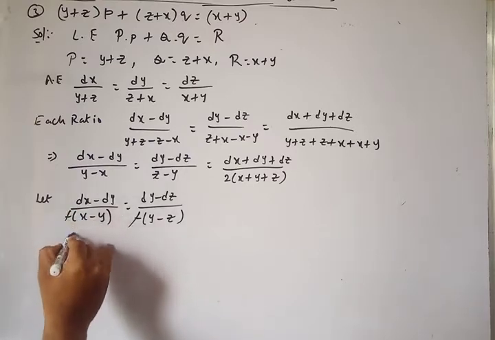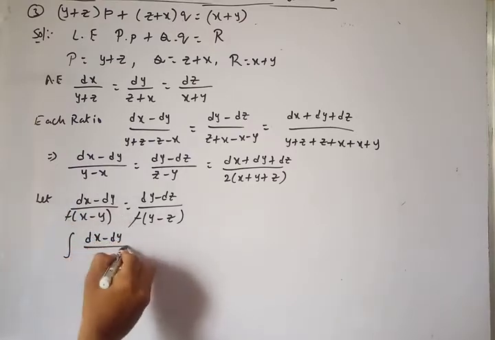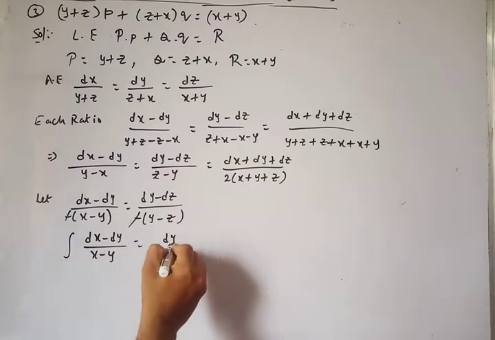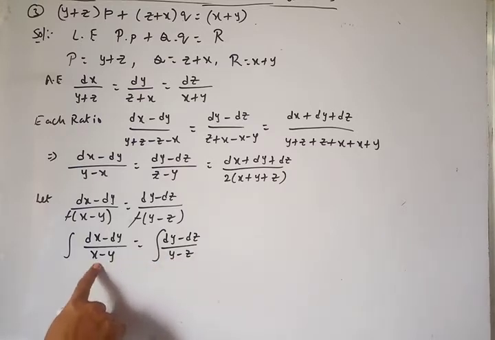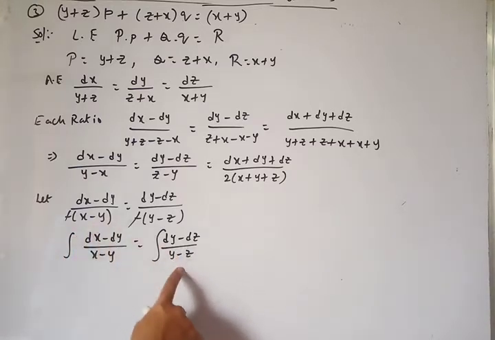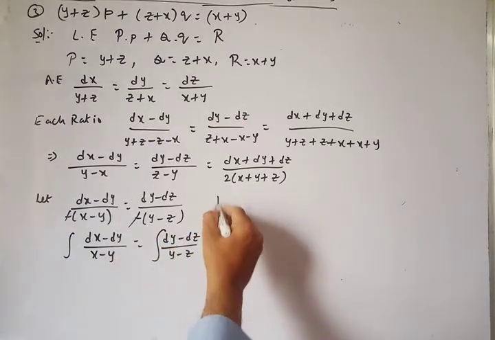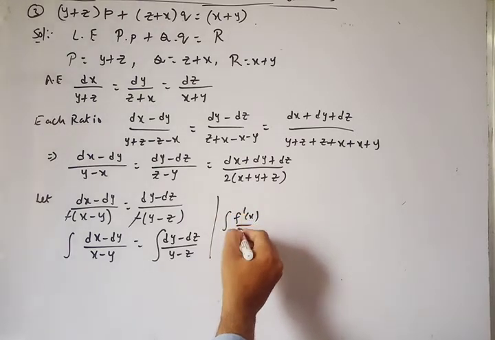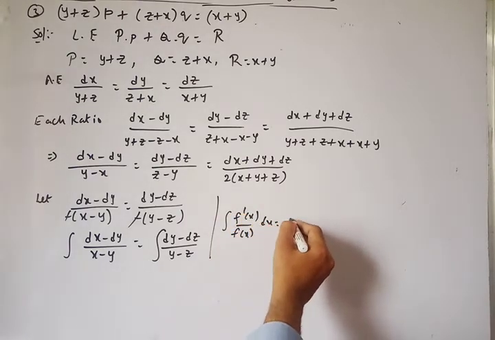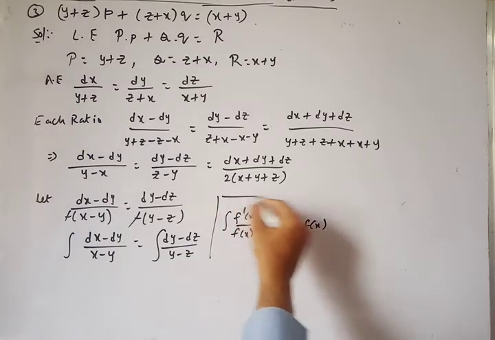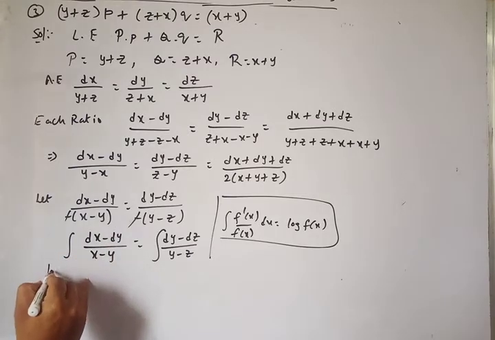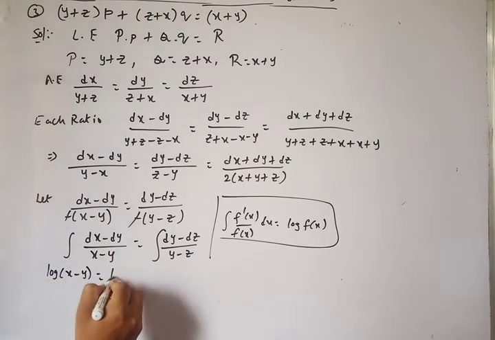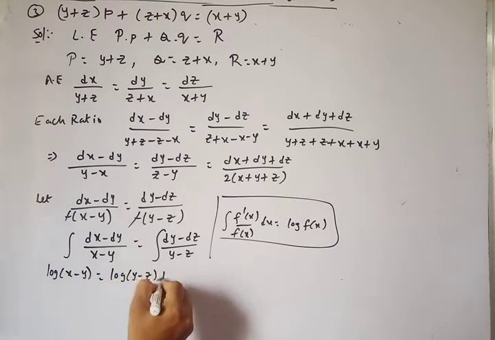Correct. So if I integrate here, dx minus dy by x minus y is equal to dy minus dz by y minus z. If I take this as f of x, then this is f dash of x. So integration of f dash of x by f of x is what? We have a formula, no? Integration of f dash of x by f of x is log f of x. This is the formula which we have. So log (x minus y) is equal to log (y minus z) plus constant.